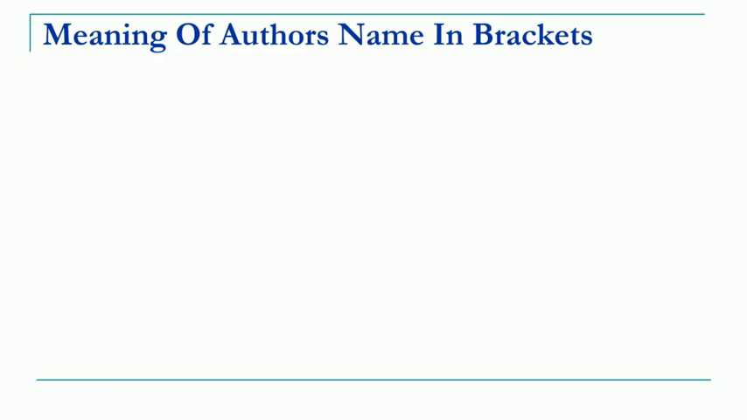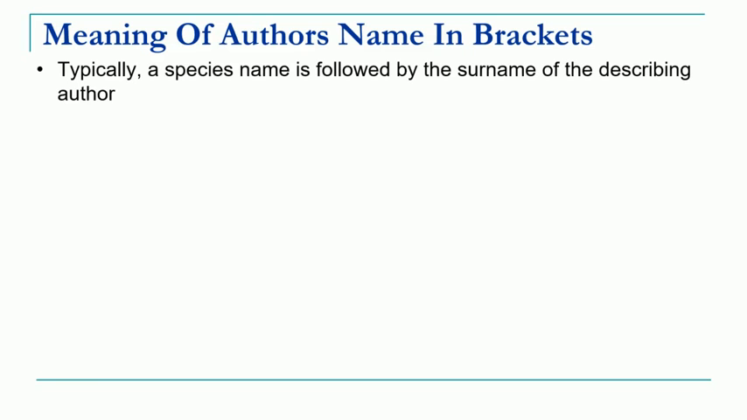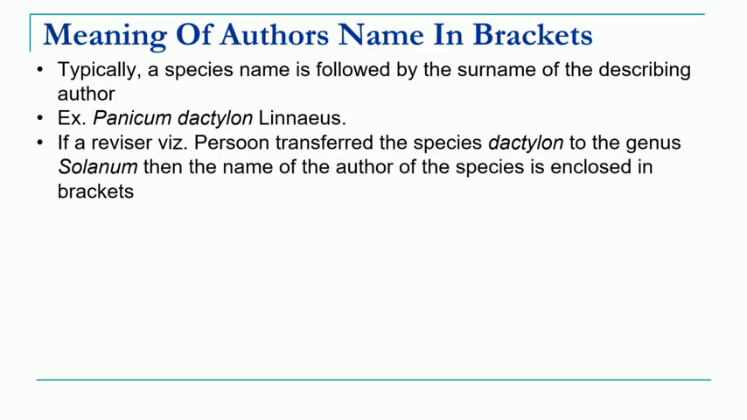Okay, many a time you find the name of a scientist in brackets after the scientific name. Typically the species name is followed by the surname of the author. For example, Panicum dactylon Linnaeus. So what is the meaning of this? That Linnaeus was the first person who invented this species or who discovered this species.